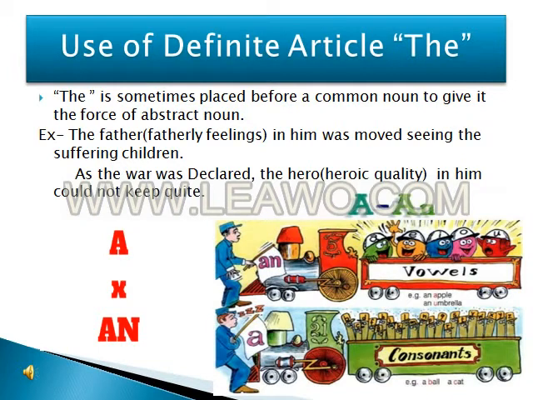Next rule: the is sometimes placed before a common noun to give it the force of an abstract noun. Example: the father in him was moved seeing the suffering children. Means we use the before a common noun also when the common noun is used as an abstract noun. Clear? The father in him means the feelings of a father, fatherly feelings. So fatherly feelings is what? Fatherly feelings is an abstract noun. So that's why we use the before father.